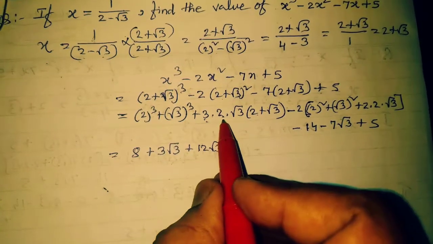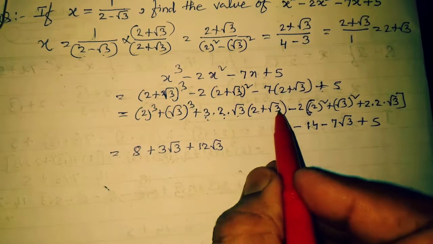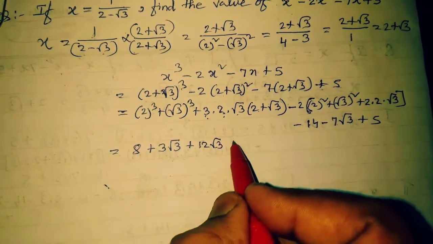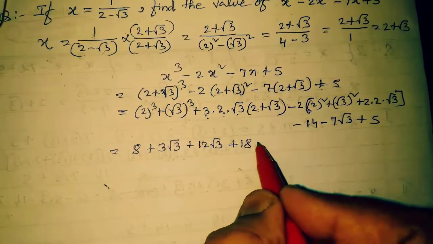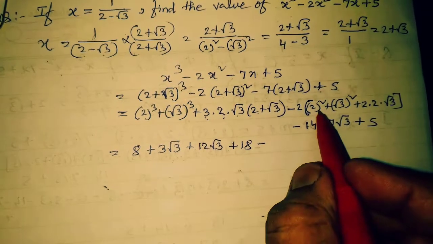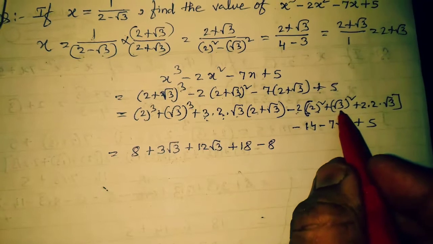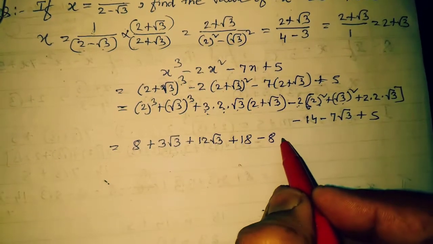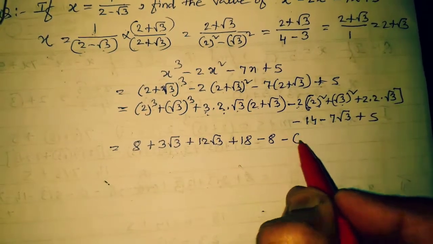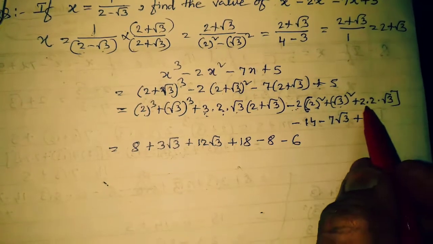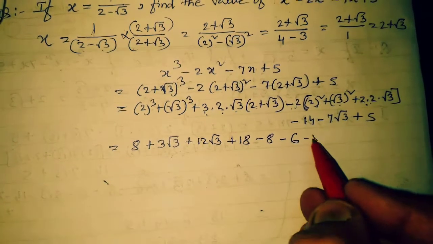Again 3 to the 6. Okay, and root 3 into root 3 is 3. So it is coming 6 3s are 18. Minus 2. 2's whole square is 4. 2 into 4 is minus 8. Minus 2 into root 3's whole square is 3, so it is coming minus 6. Minus 2 into this 2 to the 4, so minus 8 root 3 coming here.